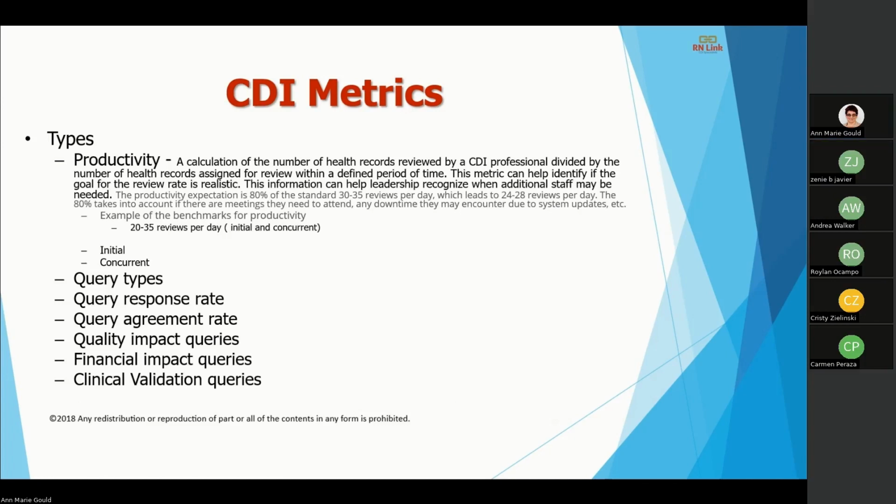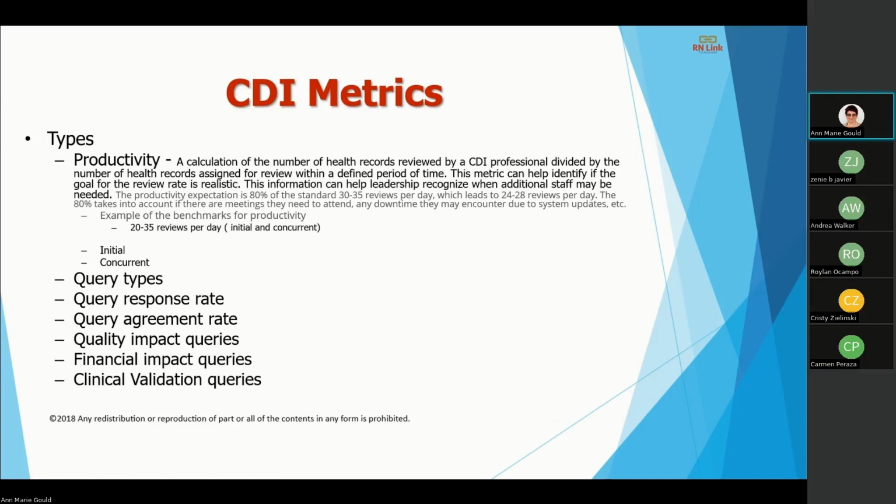The productivity expectation is 80% of the standard 30 to 35 reviews per day, which leads to 24 or 28 reviews per day. However, it depends on what your facility policies are when it comes to CDI metrics and your productivity. This one is on the high end. Other facilities only want 16 to 21 charts done a day, both in initial reviews and subsequent or continued stay reviews. You always want to look back at what your policy states in that hospital setting.